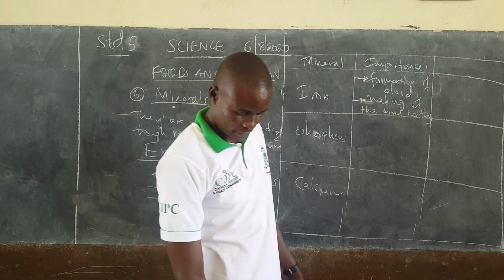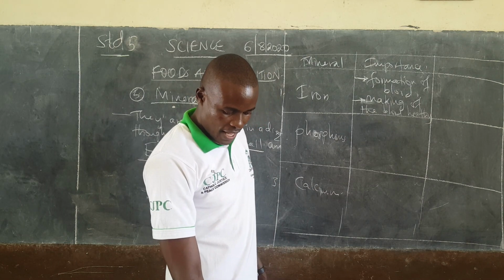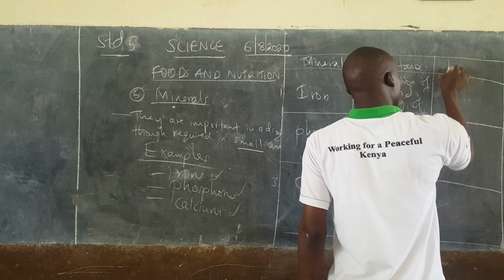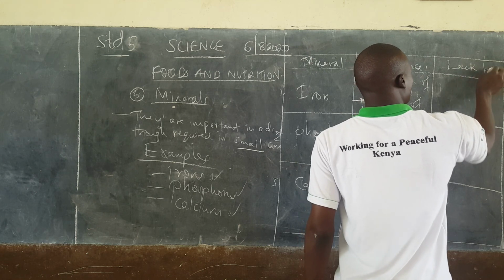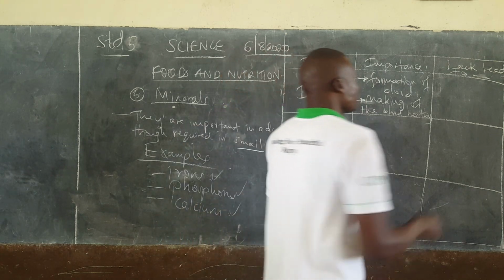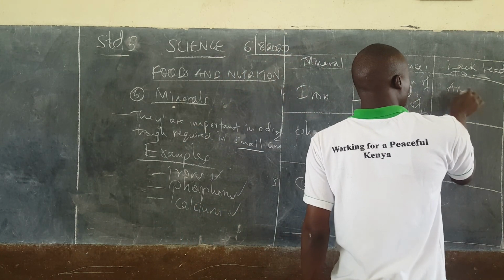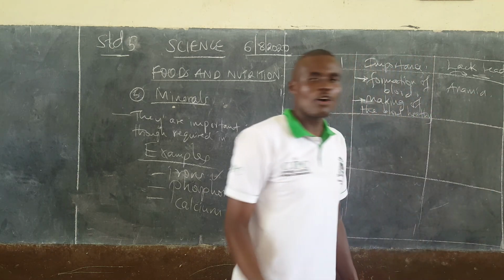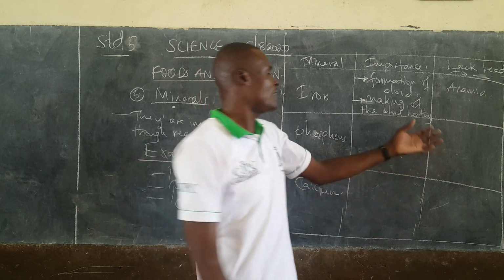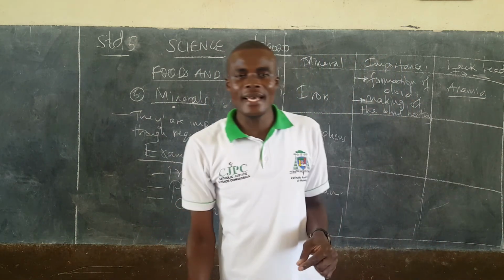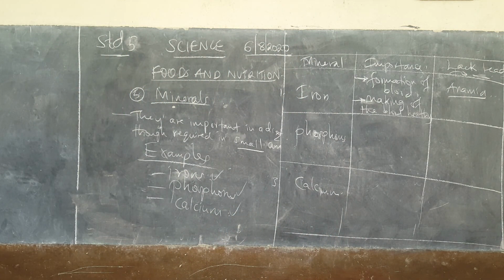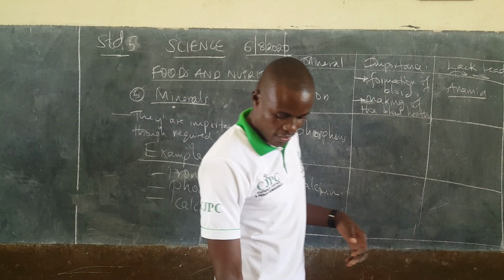After that, a lack of iron in the diet leads to anemia. Its absence, its lack, leads to that. So the lack of iron in the body will lead to a disease called anemia. Anemia is simply the lack of enough blood in the body. So it is known as anemia, lack of enough blood in the body.